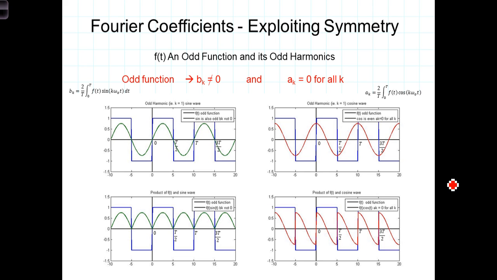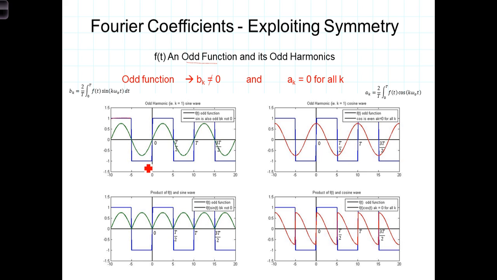In this video, we're going to attempt to demonstrate graphically what's happening with the symmetries in calculating the a sub k's and b sub k's. So for example, we have an odd function f of t, which is this blue square wave. You can see that it's constructed as an odd function.